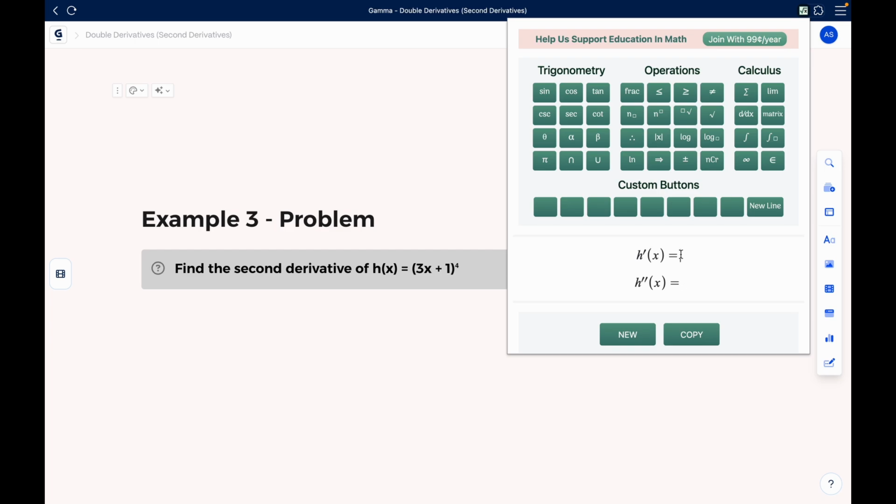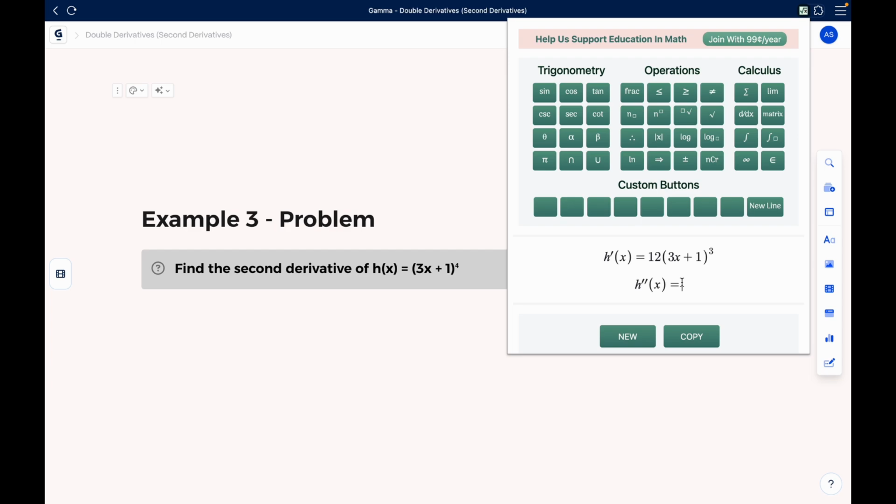So differentiating the outer function, we get 4u cubed, but u is 3x plus 1, so we get 4 times 3x plus 1 cubed. Then we multiply by the derivative of 3x plus 1, which is equal to 3. So that in the end becomes 12 times 3x plus 1 cubed as the first derivative.